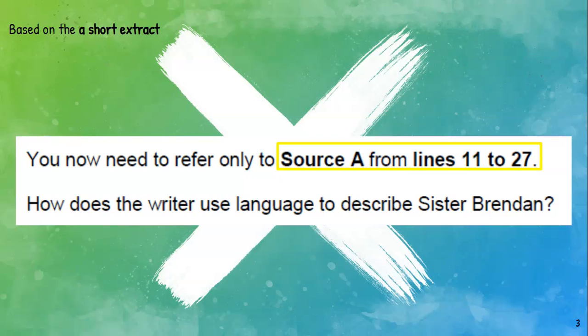Then the question's asking us, how does the writer use language to describe Sister Brendan? So we've got this first bit, using language and the word how. We're being asked to look at the specific words and language features that the writer is using, and to analyse it and get meaning from it, particularly with a focus on the description of Sister Brendan. And this is important because we're not looking at language willy-nilly, we're looking at it with a focus on Sister Brendan.